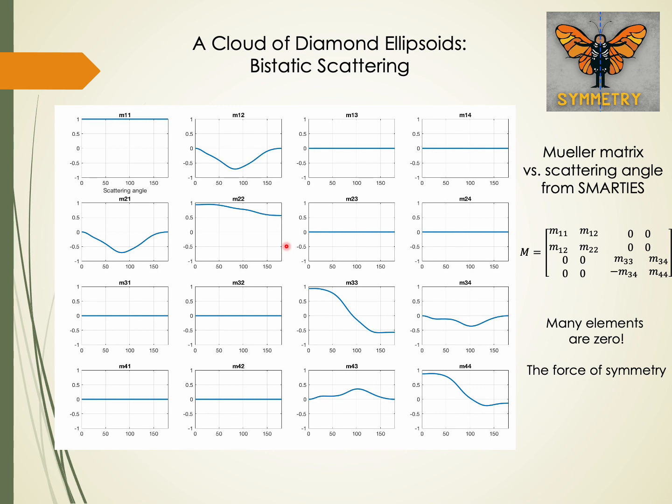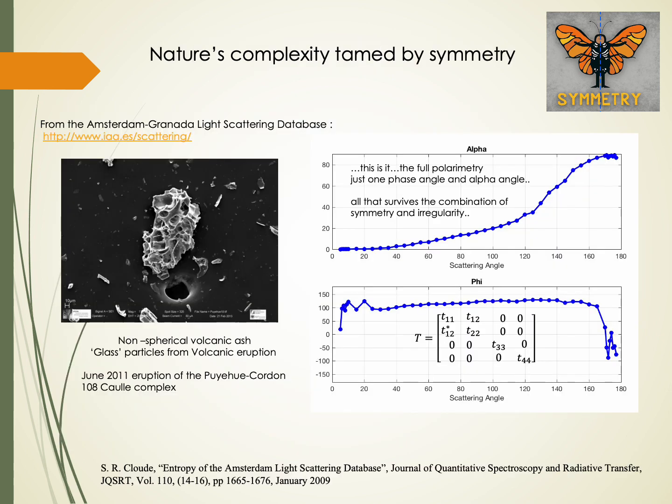So despite the fact that we've got a cloud of non-spherical particles, quite complicated things, what we end up with is a zap function plus the depolarized noise, of course. So let's have a look at a real example now, going ultimately to full complexity, and let's find one of the most complex particles we can. This is an example taken from the Amsterdam Granada light scattering database, which is a wonderful facility with measurements on lots and lots of particles and images of the particles themselves.